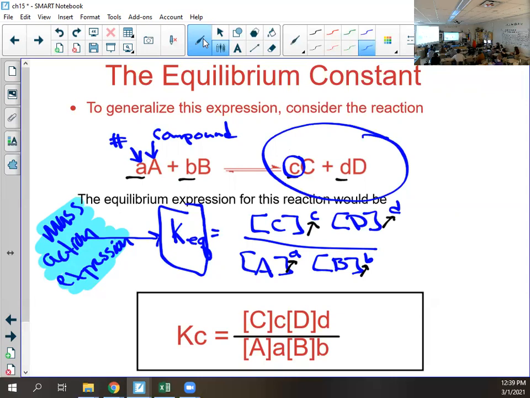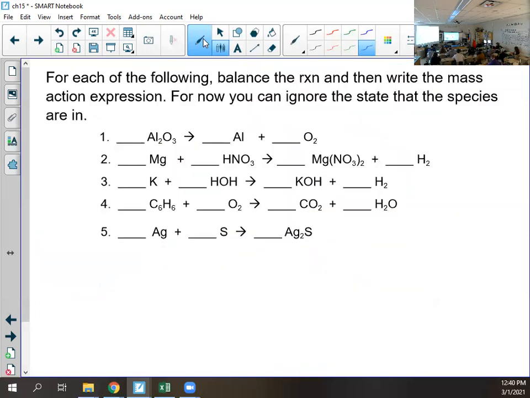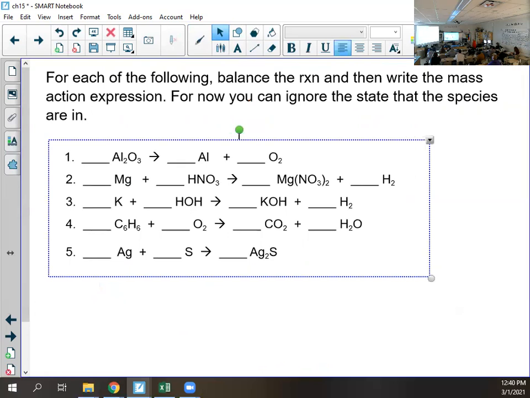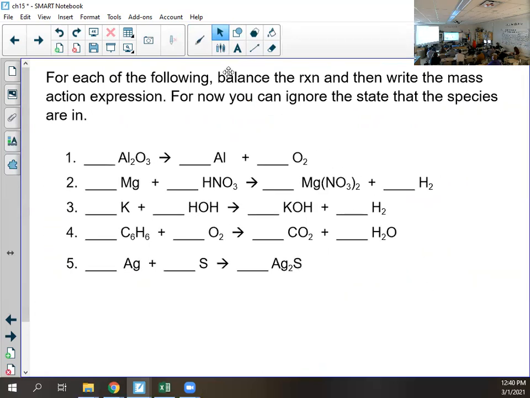Okay, so it's pretty simple. It's P over R, and you just raise them to their coefficients. So if I go right here, just a couple of examples. Now, most of these as written are not reversible. I just cut these from a normal chemistry lab book. They're not like they would really be reversible, but we just grabbed it anyway.